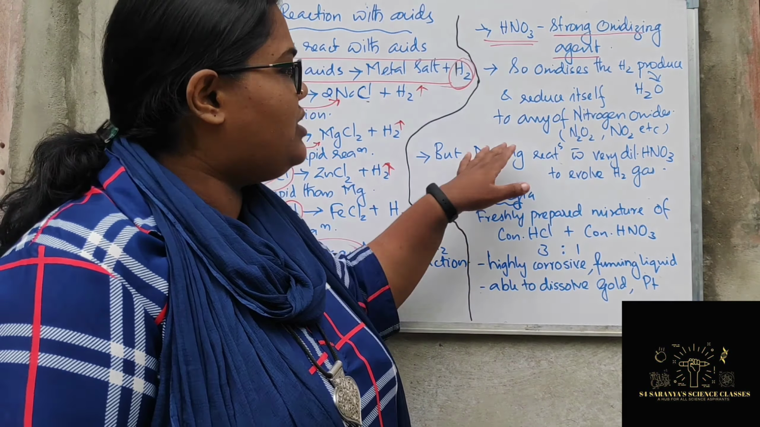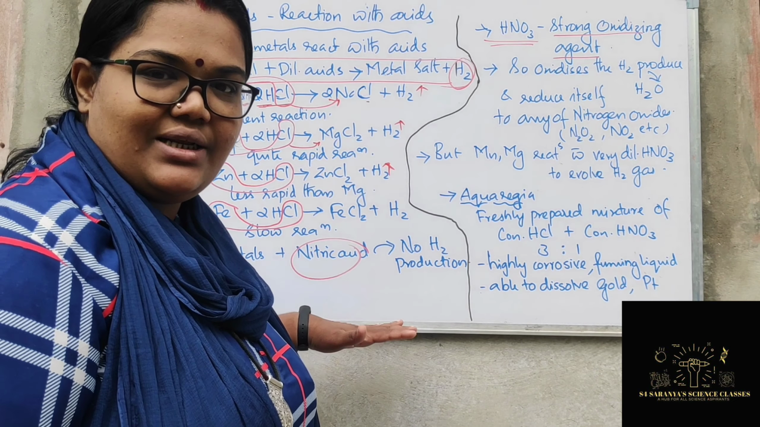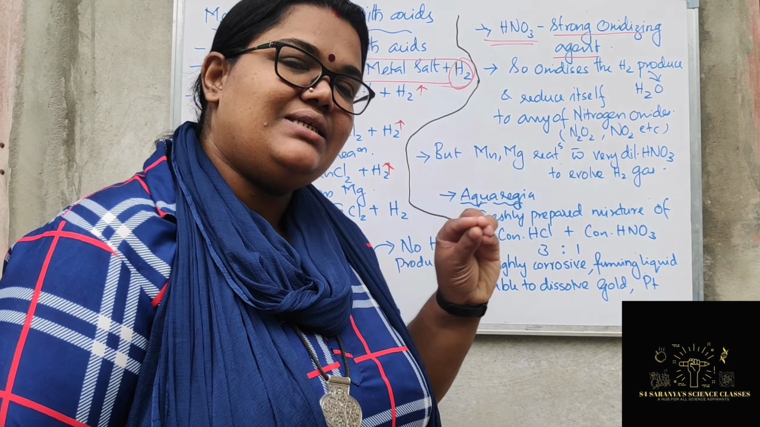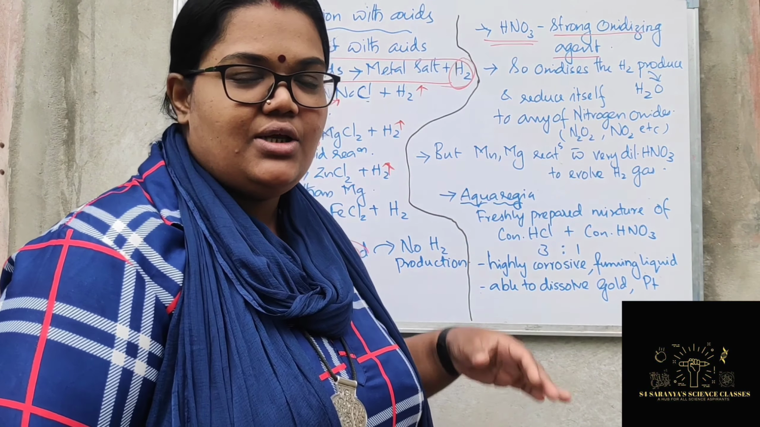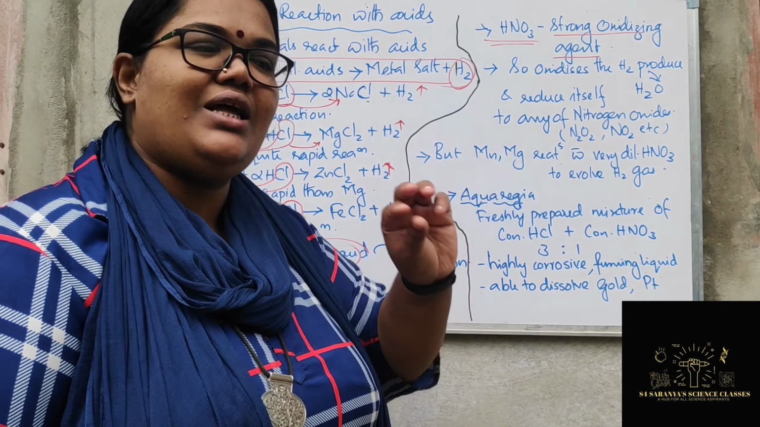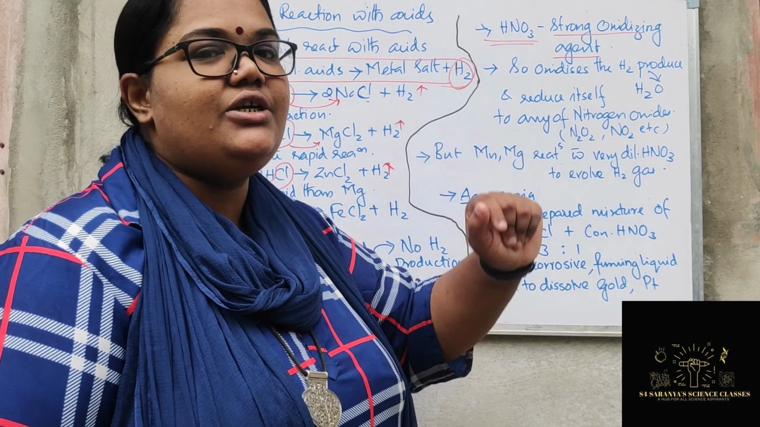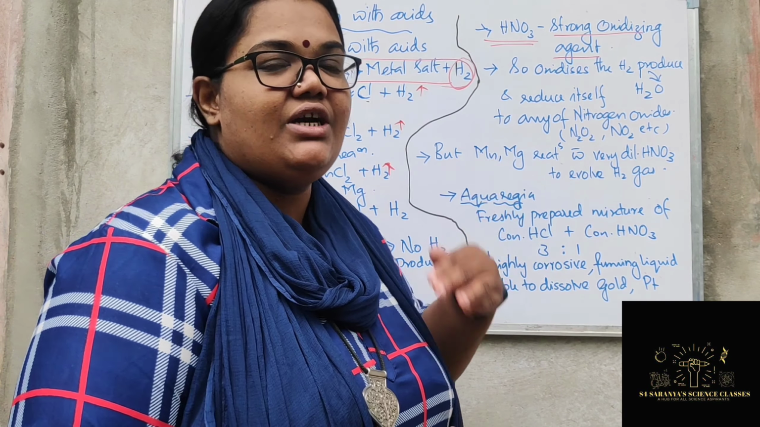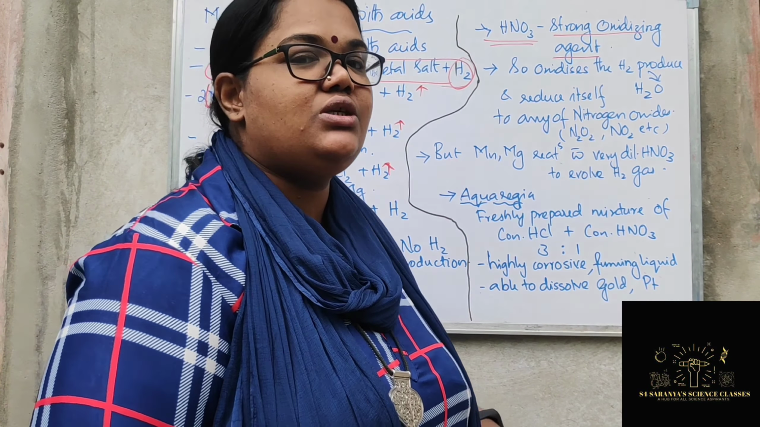So these are the reasons you have to remember. Why, when a metal reacts with nitric acid, does it not produce any hydrogen gas? Because nitric acid is a strong oxidizing agent. So whatever hydrogen is produced there will be immediately oxidized into water, and nitric acid itself is reduced into any of the nitrogen oxides. That's the reason that you have to remember.